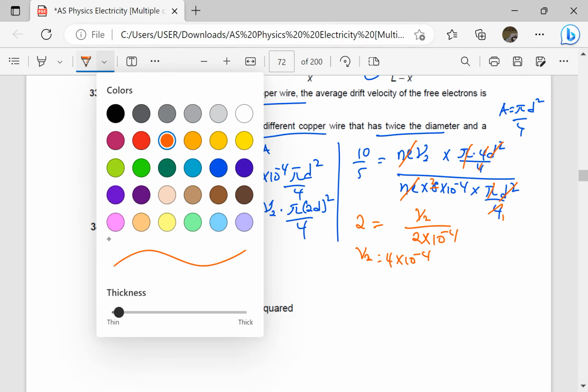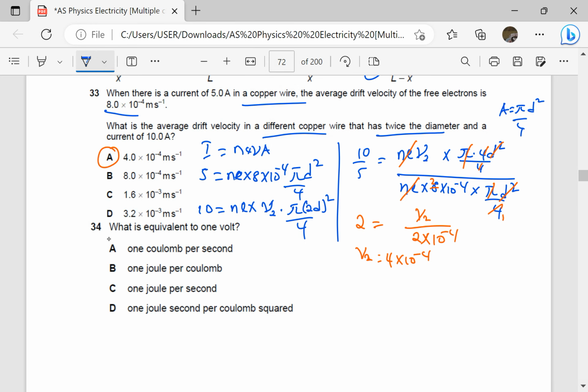What is equivalent to 1 volt? So volt is the unit of PD or EMF, which is work done per unit charge. Work done is in joules, charge is in coulombs. So a volt could be joules per coulomb. 1 joule per coulomb, so our answer is B.